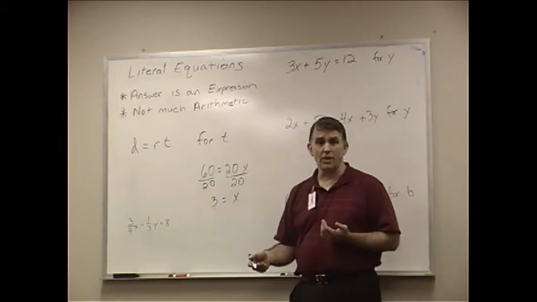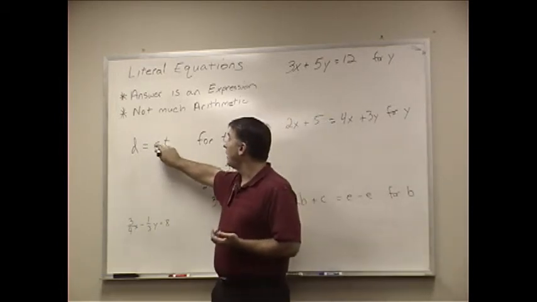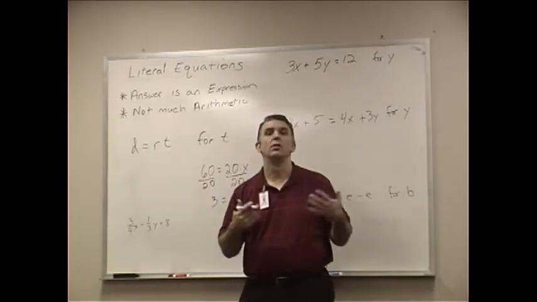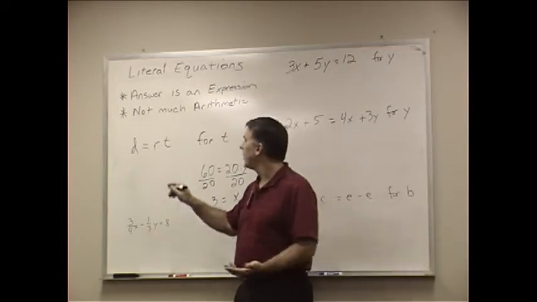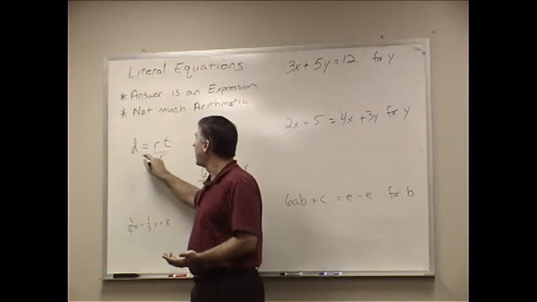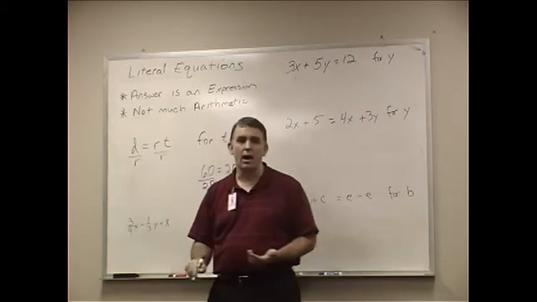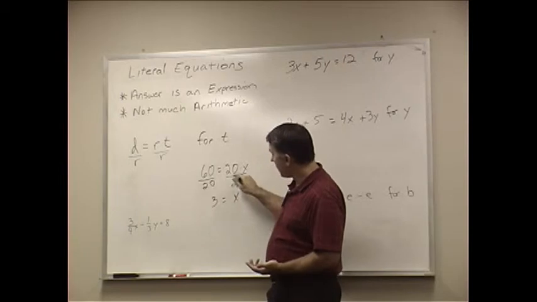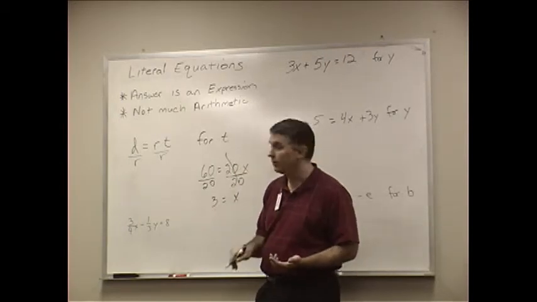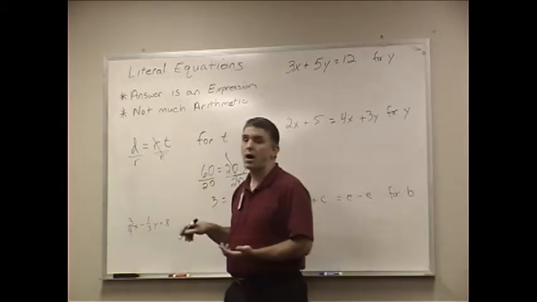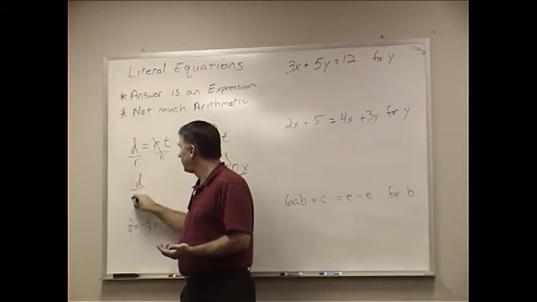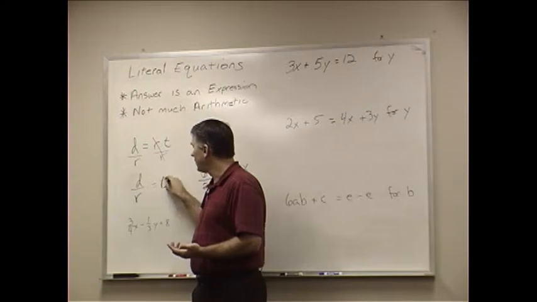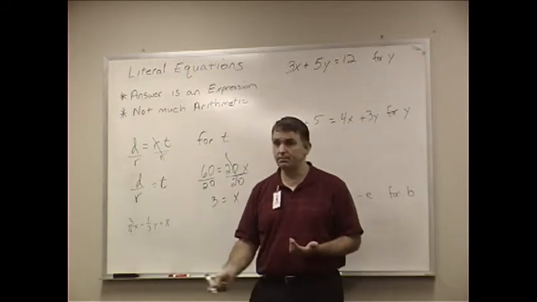Well, on this one here, I'm solving for t. What's happening with the r and the t? When letters are next to each other, it means multiply. What's the opposite of multiply? Divide. I'm going to divide by r, divide by r. All right, when you divided by 20 here, the 20s cancel. Now we're dividing by r, the r's cancel. And we get distance divided by the rate equals the time.